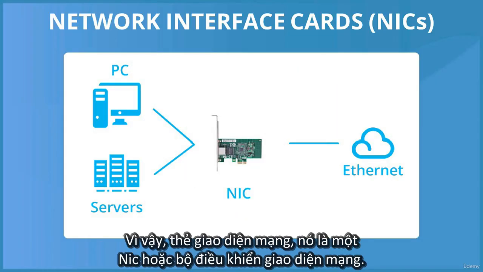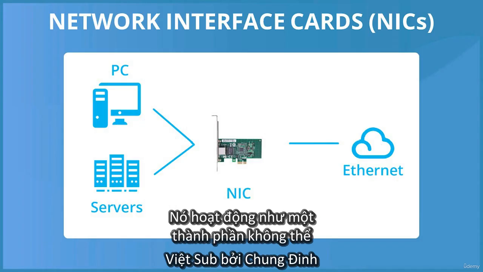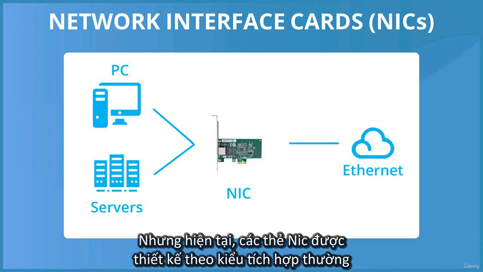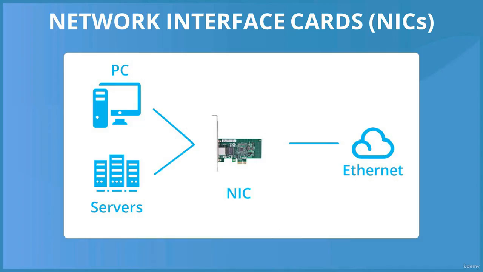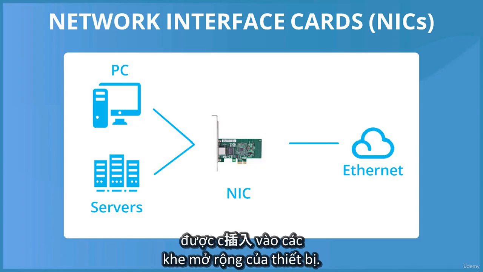All right, so network interface card. It's a NIC, or network interface controller. It's typically a circuit board that's installed on the computer to connect to the network. It works as an indispensable component for the network connection of computers, actually. But currently, NIC cards, designed as a built-in style, are commonly found in most computers and some network servers. Network cards, like server network cards, can also be inserted into expansion slots of devices.